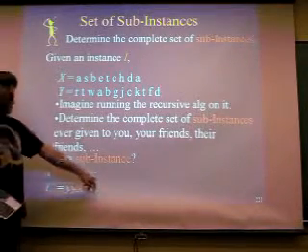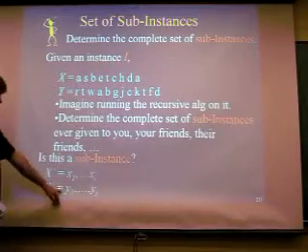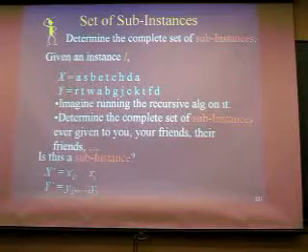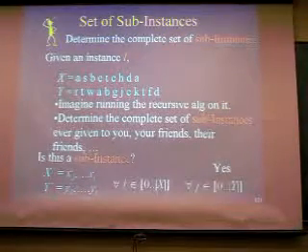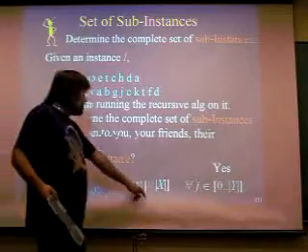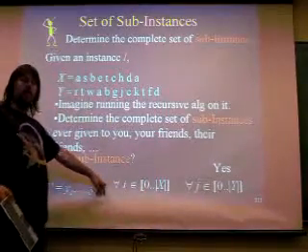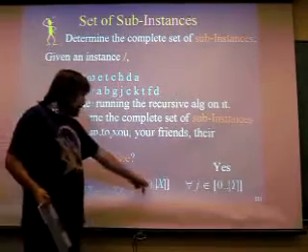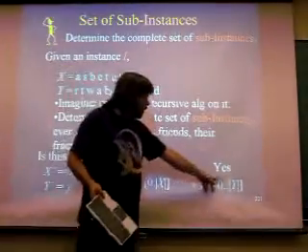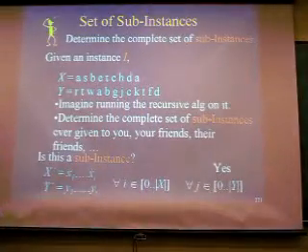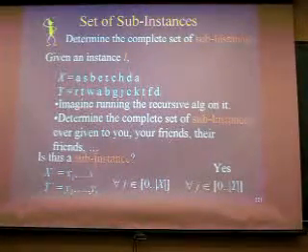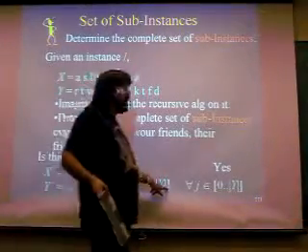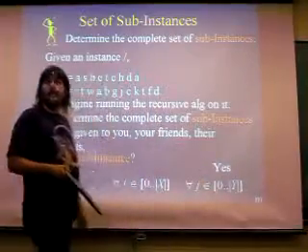What about this? You take the first I letters of X and the first J letters of Y, for some I and J. That's what we're going for here. For every I between 0 and the length of X and every J between 0 and the length of Y, how many sub-instances do we have here? The length of X times the length of Y.